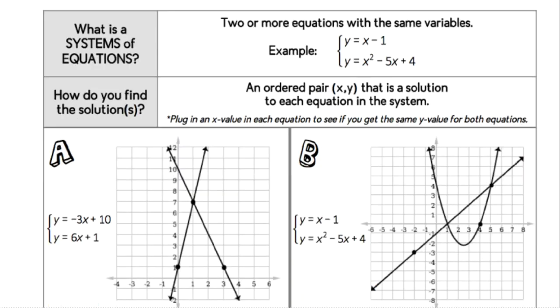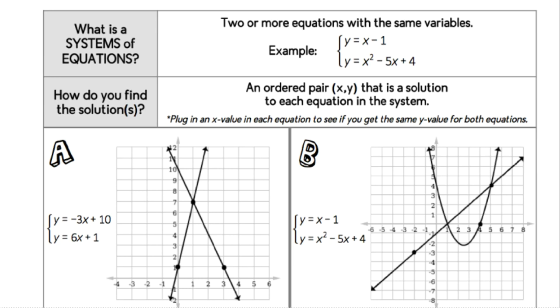So let's start by reminding ourselves just what is a system of equations. A system of equations is two or more equations with the same variables. So we have an example there. Our first equation is y equals x minus 1. Our second equation is y equals x squared minus 5x plus 4. So that's a system of equations, two or more equations with the same variables in them.